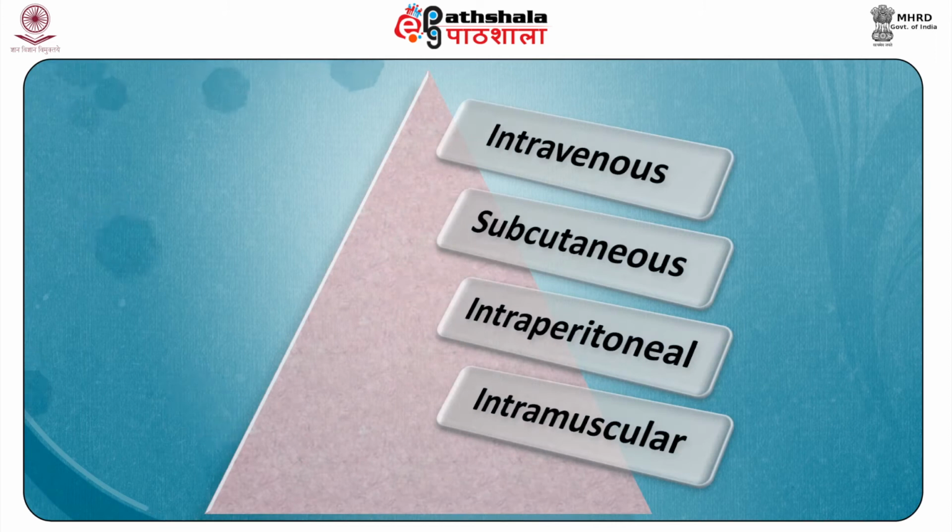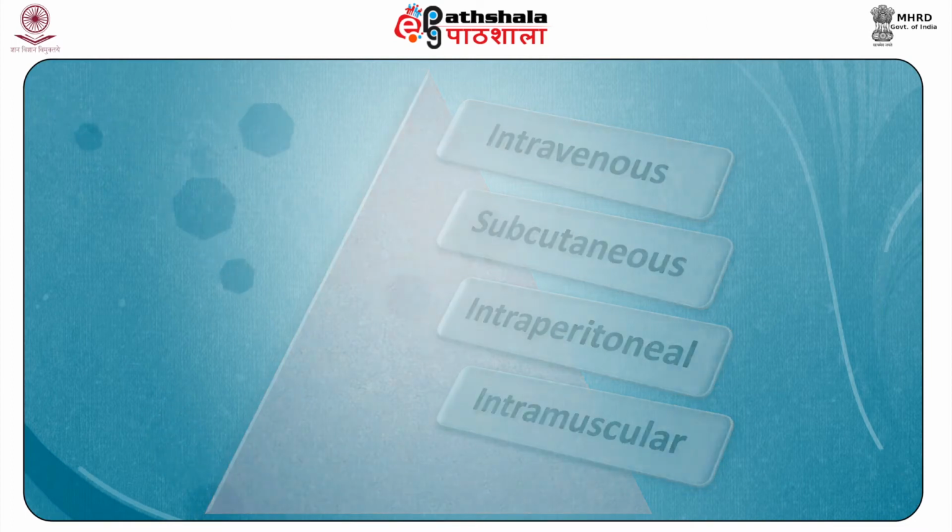Other routes: in toxicity testing and other experiments, exceptional routes of administration are often used for accessibility, although these are uncommon and ordinarily unrelated in the occupational setting. These routes include intravenous, subcutaneous, intraperitoneal, and intramuscular injections.